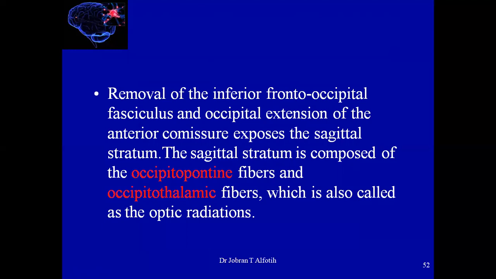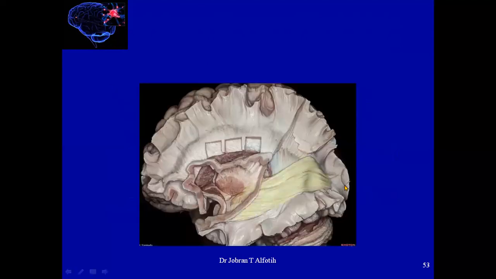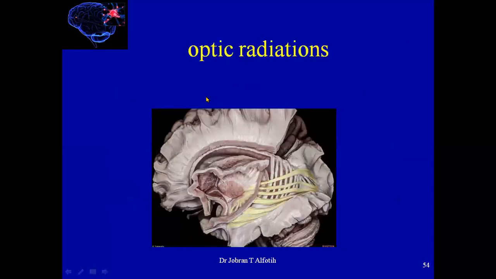So in a medial dissection, removal of the inferior fronto-occipital fasciculus and the occipital extension of the anterior commissure exposes the sagittal stratum. The sagittal stratum is composed of occipitopontine fibers and also occipitothalamic fibers. The occipitothalamic fibers are called the optic radiation.